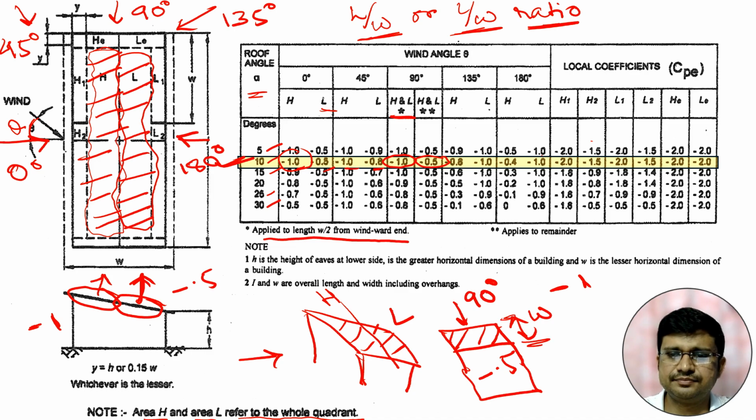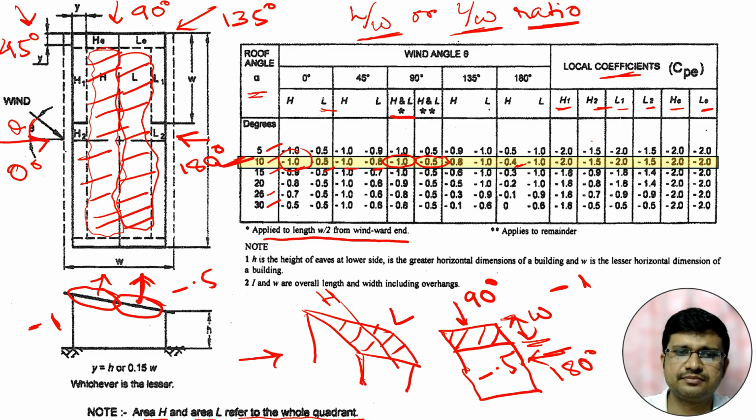When 180 degree, wind is coming from this direction. At that time for H the value will be -0.4 and for L the value will be -1. And taking this value we can calculate. Simply we can calculate. But apart from that, the most important part will be the local coefficient: H1, H2, L1, L2, HE and LE.